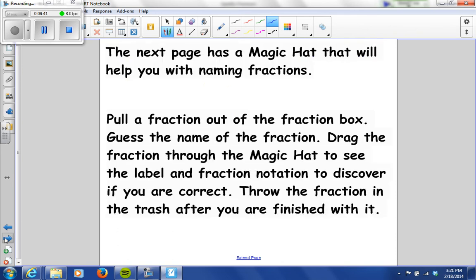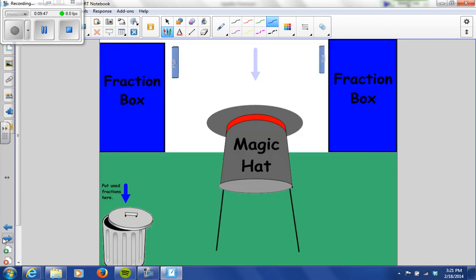All right, so the next page has a magic hat that's going to help us name fractions. So let's just go on to that. You don't need the directions. So here we have our fraction hat. We're going to pull this out here. What fraction do you think that might be? Take a look. So it'd be 2 halves. Remember half is 2 pieces, and 2 out of 2 is 2 halves.